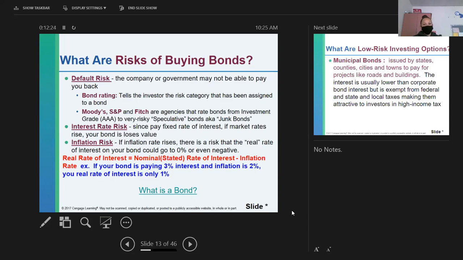There's also an interest rate risk. Bonds pay a fixed rate of interest. So if the market rate rises, your bond is losing value. And then inflation risk. If inflation rates rise, there's a risk that the real rate of interest on your bond could go to 0% or even negative. So that interest rate and inflation rate are kind of related. If the market rates rise, there could be an association with an inflation risk.